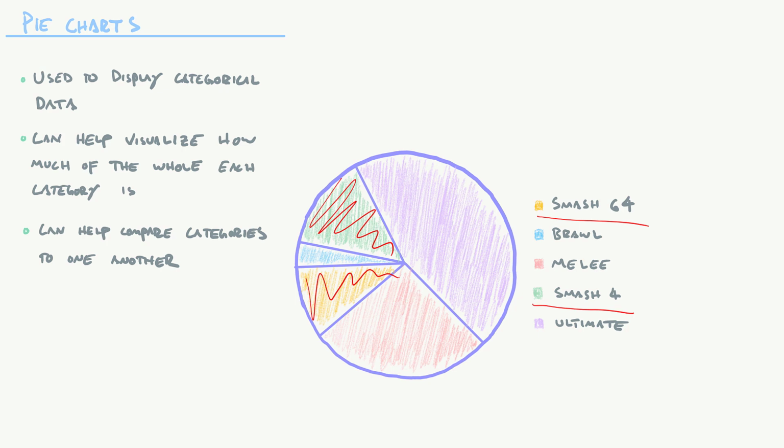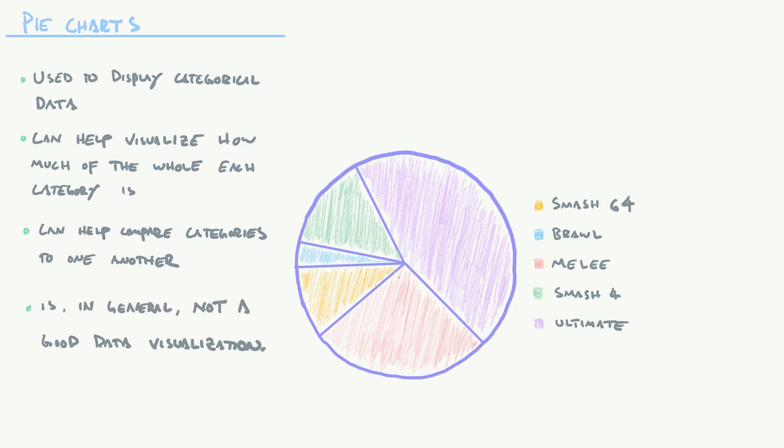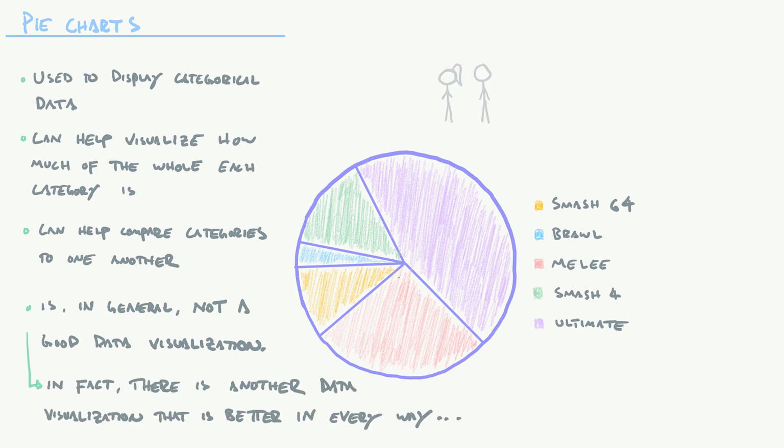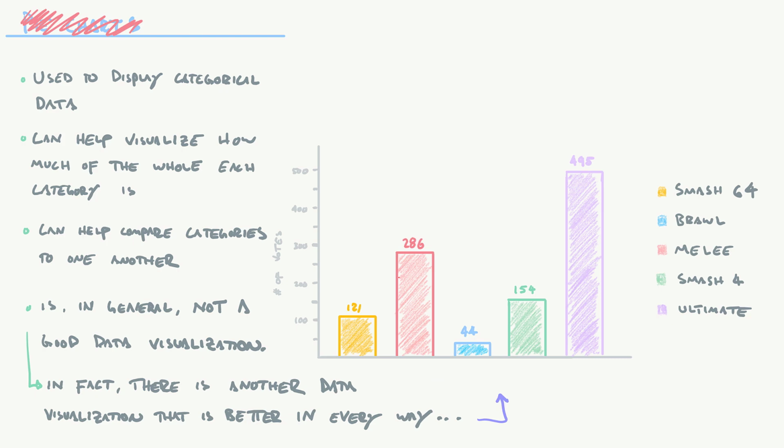And in general, I think a pie chart is a terrible way to represent data. In fact, there is another data visualization that is better than a pie chart, in my opinion, literally every way. And it's a bar chart.